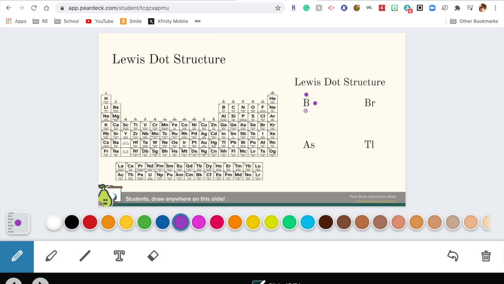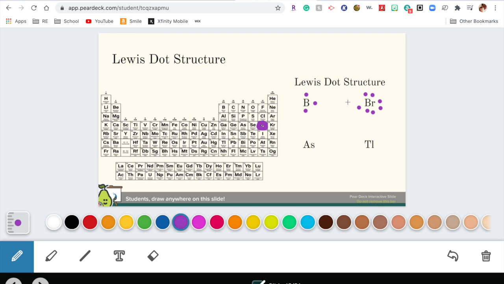Okay. Then we're going to go to our bromine. And our bromine is on row 1, 2, 3, 4, 5, 6, 7. There's my bromine right there. Ooh, can't really see it, but now we have 7. So now I'm going to count to 7. So I have 1, 2, 3, 4, 5, 6, 7. And as you can see, I went around and filled up all of my sides before I paired them.